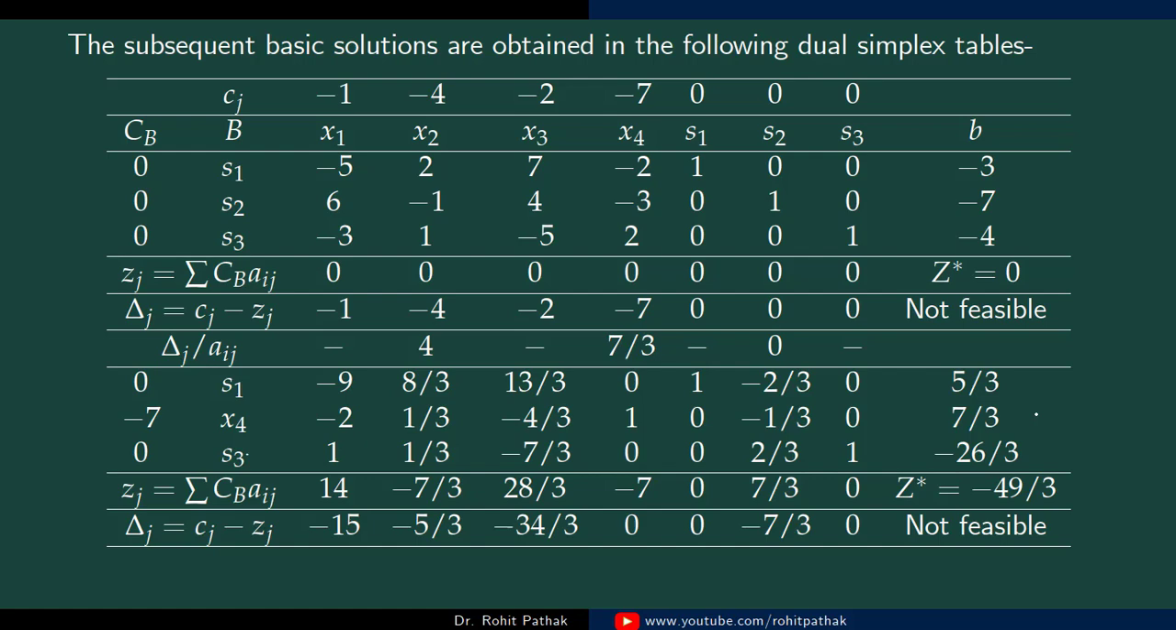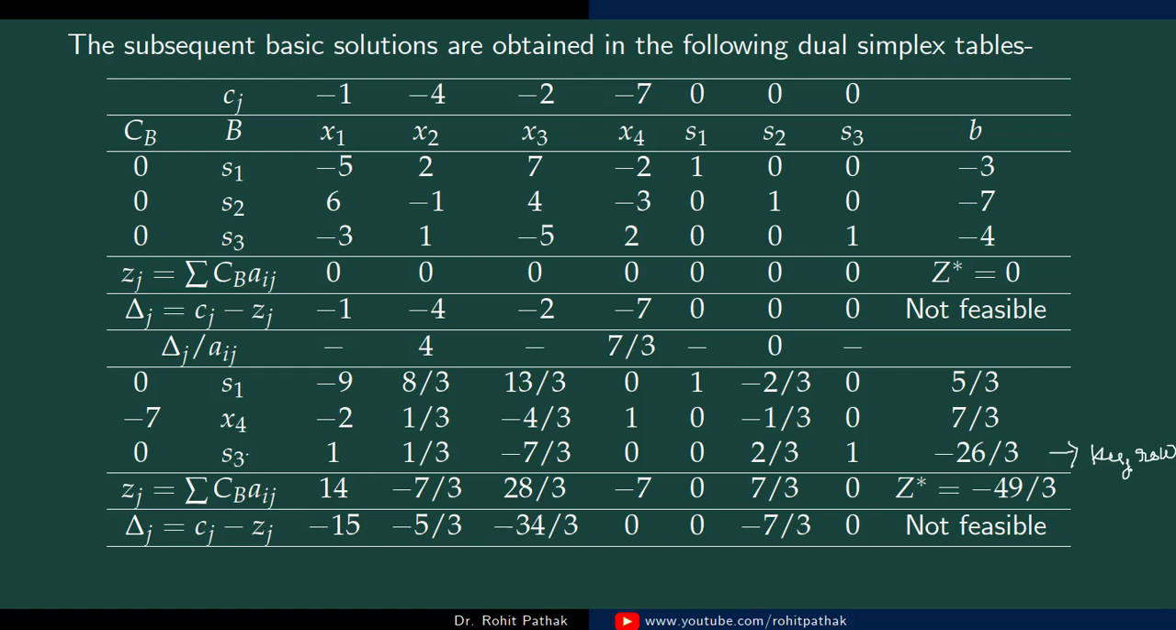So again we modify using the usual method. Okay. So the usual steps which we have done here, we again apply those steps. So here again we see that most negative is minus 26 by 3. So the row corresponding to minus 26 by 3 is the key row. This is called key row. Okay, and this is the outgoing variable. So this time S3 will be outgoing variable.